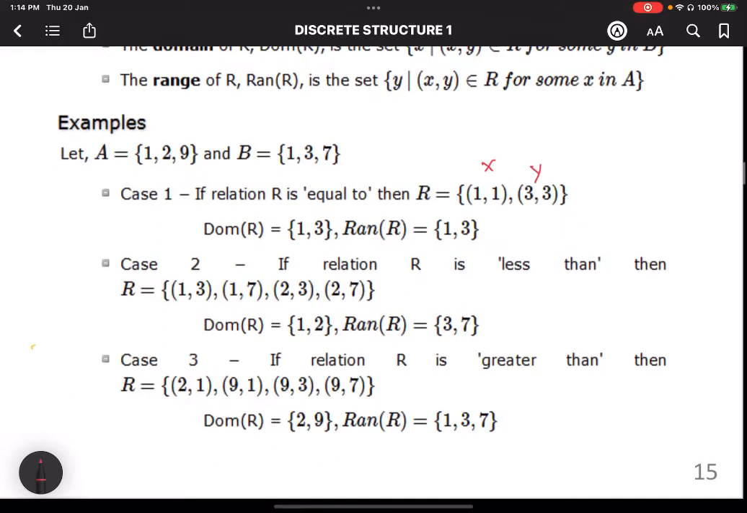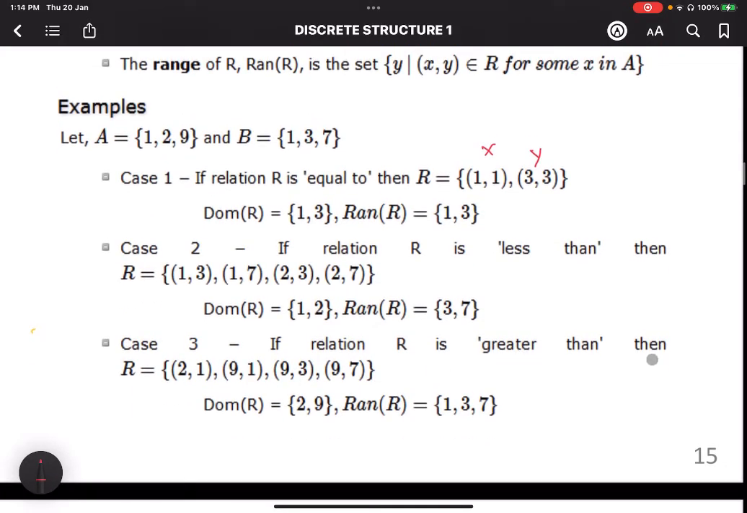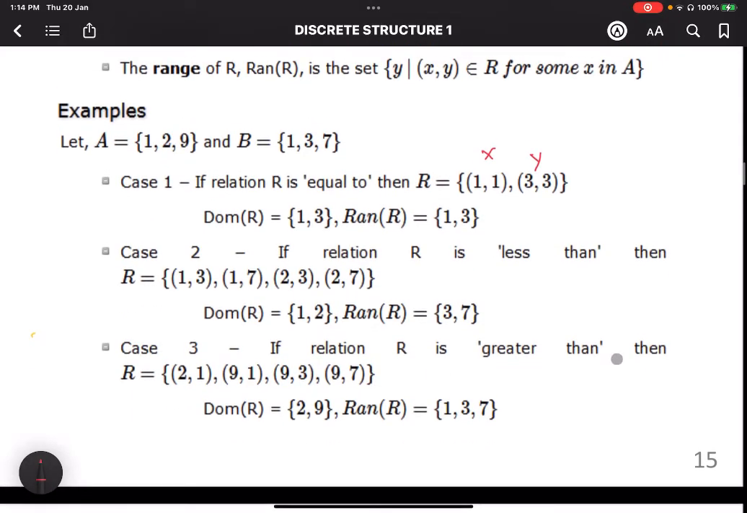Sa case 3 naman, if relationship R is greater than, meaning X is greater than Y, so we have 2. So 2 is greater than 1, so we have 2, 1. 9 is greater than 1, so we have 9, 1. 9 is greater than 3, so we have 9, 3. And 9 is greater than 7, so we have 9, 7.